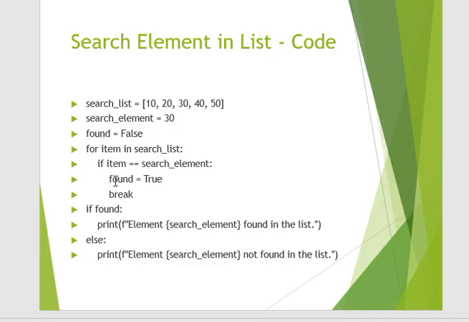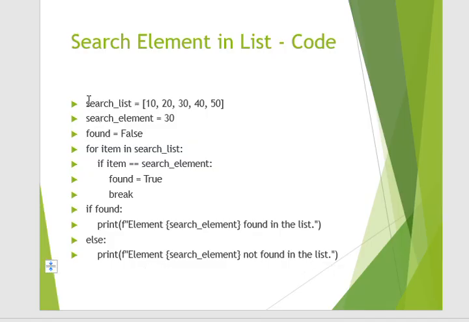After the loop, because the break will take the control out of the loop, we check if found. If found means by default found is true. So either you write if found equals to true or simply you write found. If found, print f element, search element found in the list. I have been telling you that using f and curly brackets, all the elements given in the curly bracket will be replaced by the value which we have searched. Else, print f element, search element not found in the list.